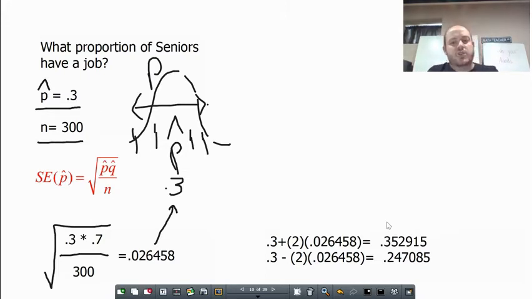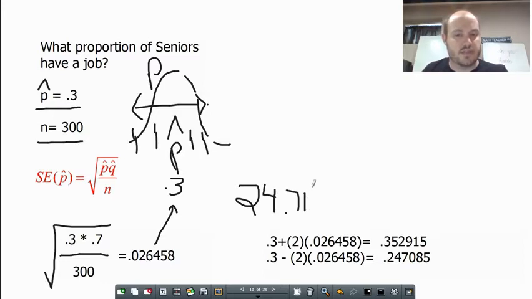All right. So what does this mean? It means that if I go back to looking at this picture over here, all right, I have created an interval now that is from 24.71% to 35.29%.